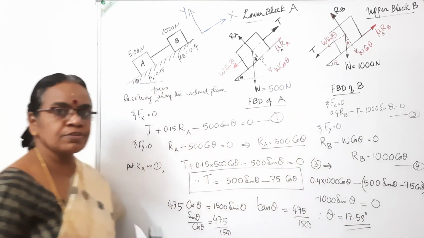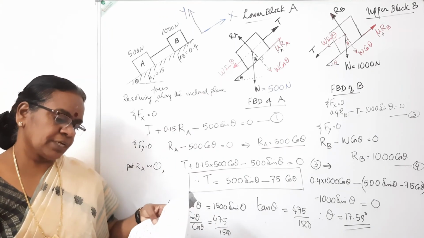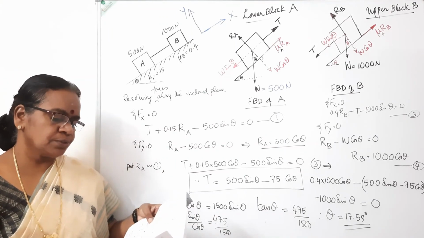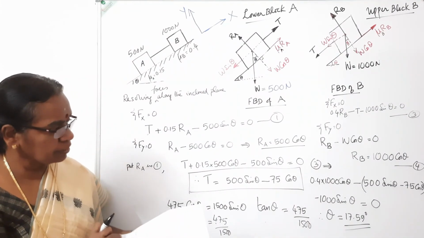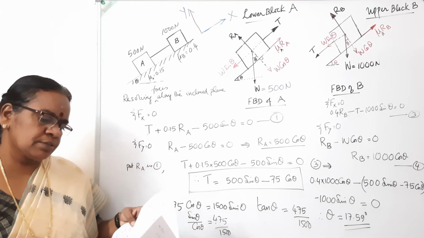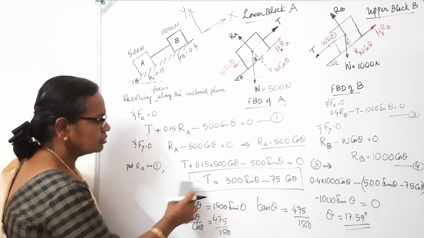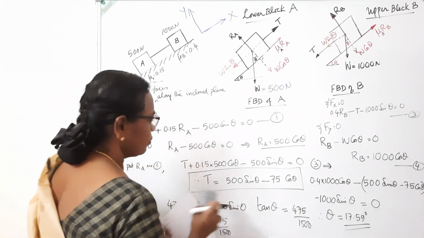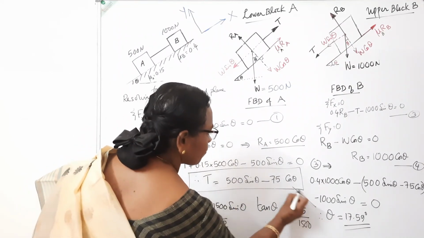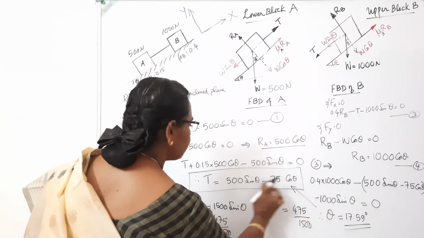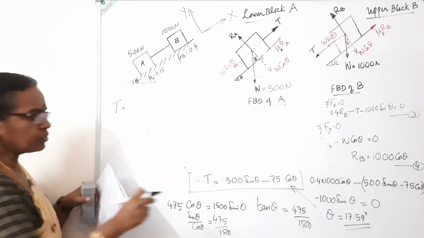That was the first question: what is the inclination of the plane, so that the motion is about to take place? So the inclination of the plane is equal to 17.59 degrees. The next one is to find the tension in the spring. This is the expression for tension in the spring: T is equal to 500 sin theta minus 75 cos theta. In this expression, put the value of theta, 17.59.